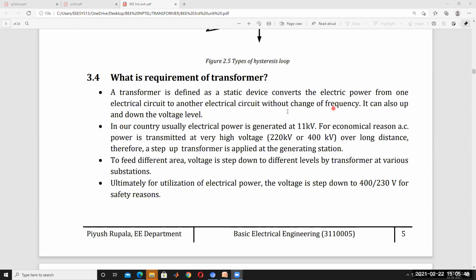The transformer changes power without changing the frequency. The transformer is not a frequency changing device. The frequency is constant at 50 Hz: input side 50 Hz, output side also 50 Hz. That's why the transformer is called a constant frequency device.